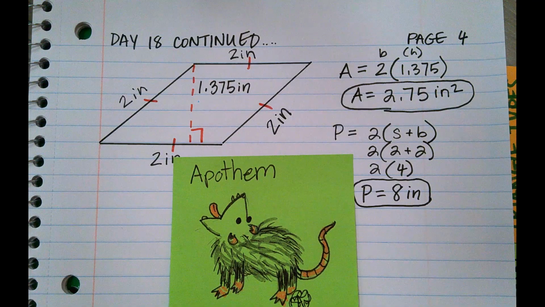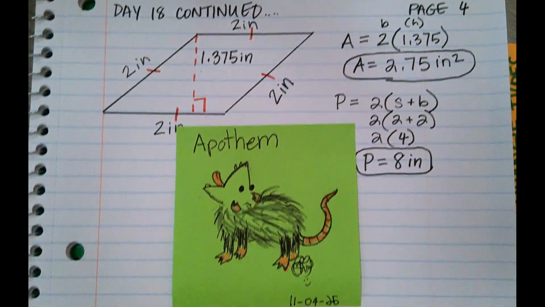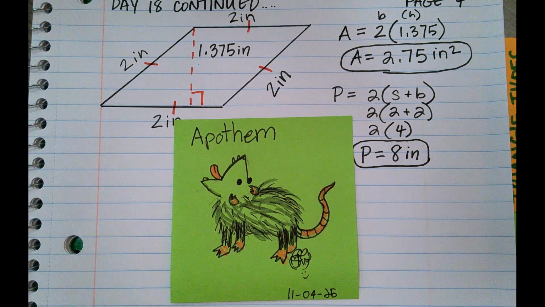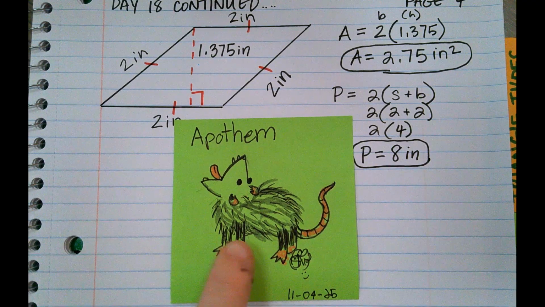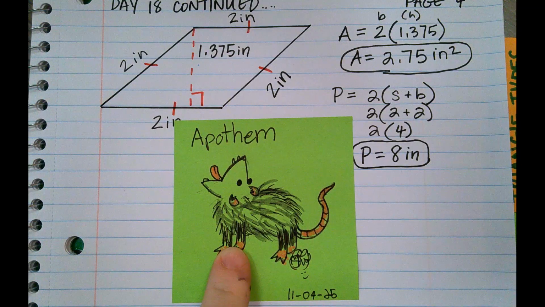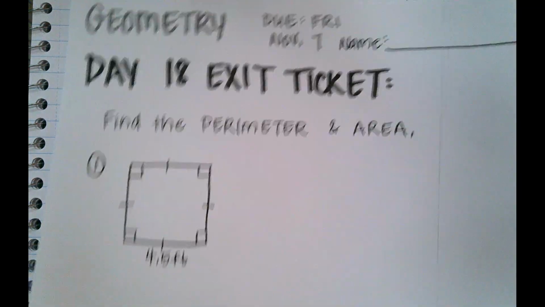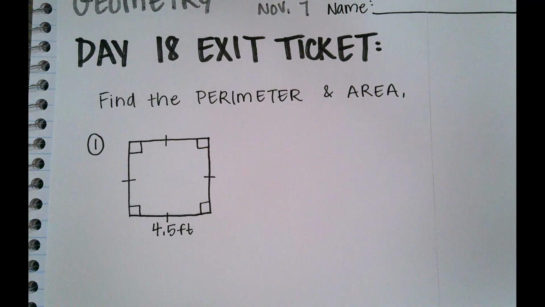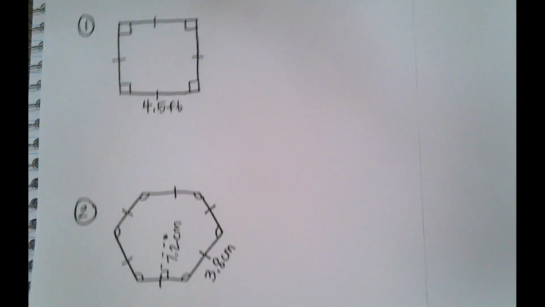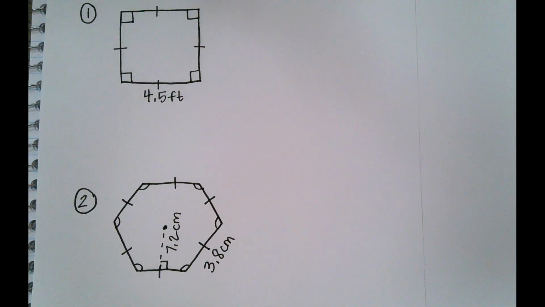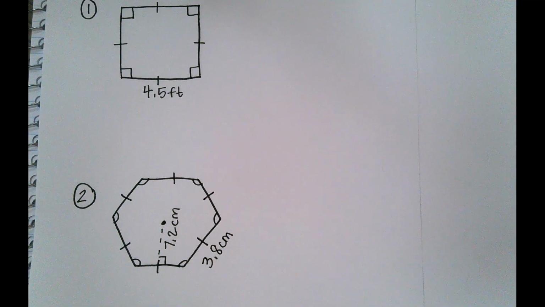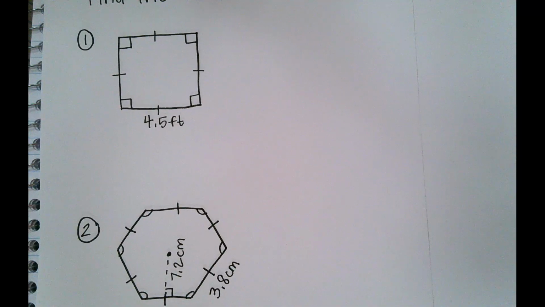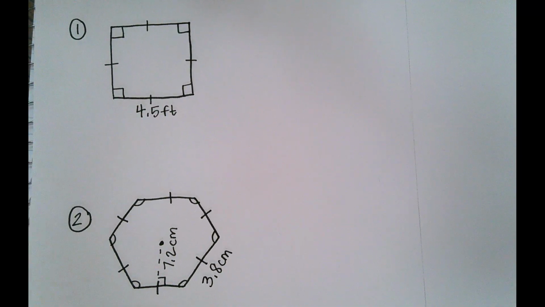Magical opossum appeared. This is a possum. And speaking of that, you're gonna need to use a possum whenever you do the exit ticket, which I just gave you all. You're gonna find the perimeter and area of number 1, you have a square. Number 2, you have another shape, that's a hexagon. So this is your exit ticket for today.